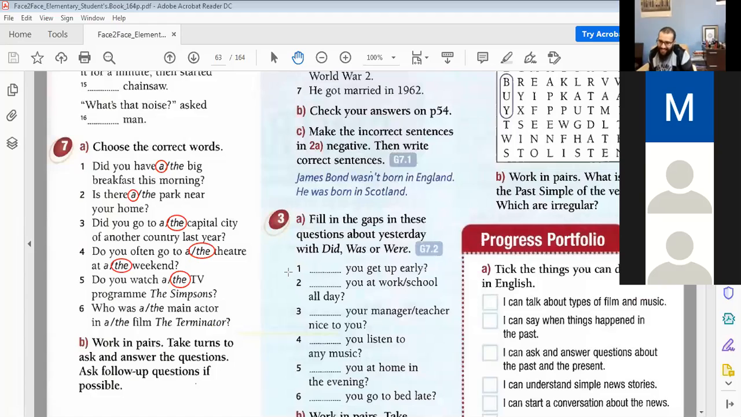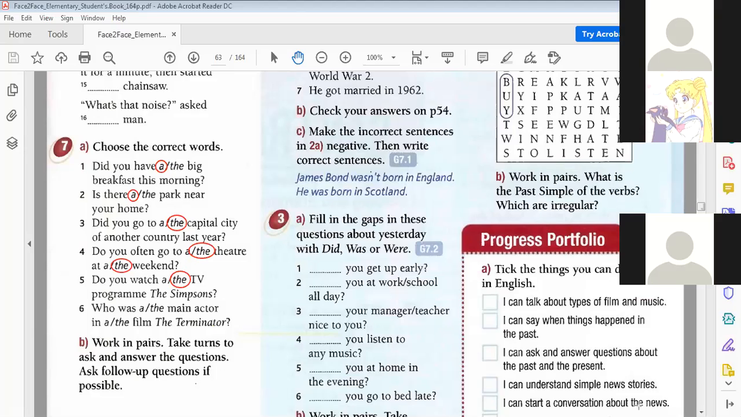Yes. Okay. All right, so number 6. Let's see. Who would like to do number 6? Let's see. Rana, would you like to do number 6? Okay. Who was the main actor in the film The Terminator? The Terminator. All right, that's correct. The is correct. But why did you use the and the? What's the reason?